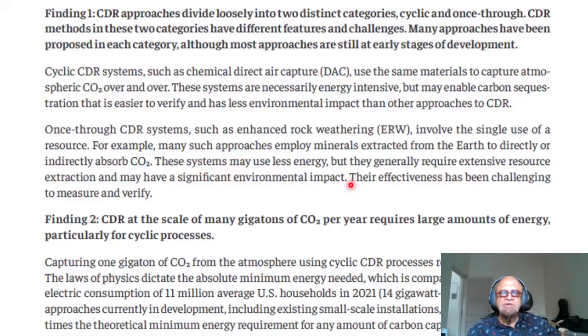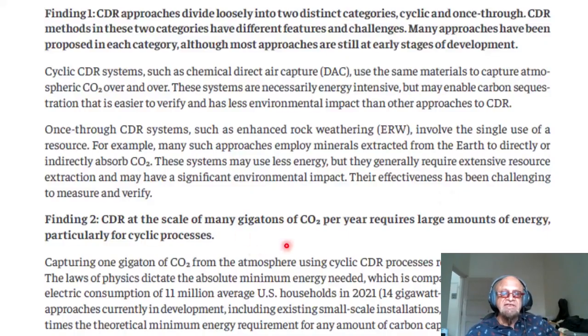For example, many such approaches employ minerals extracted from the earth to directly or indirectly absorb CO2. These systems may use less energy, but they generally require extensive resource extraction and may have significant environmental impact. Their effectiveness has been challenging to measure and verify. So if you just throw ground up rock somewhere on, let's say, a farm, and enhanced weathering is happening, but how much additional CO2 is being really taken down? That's not very easy to measure.